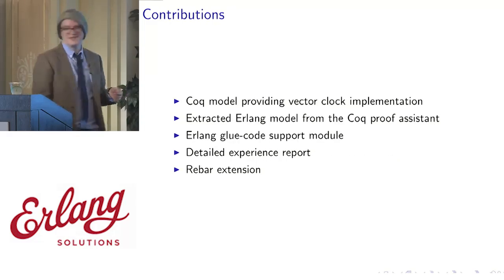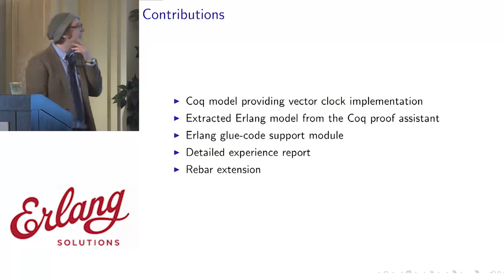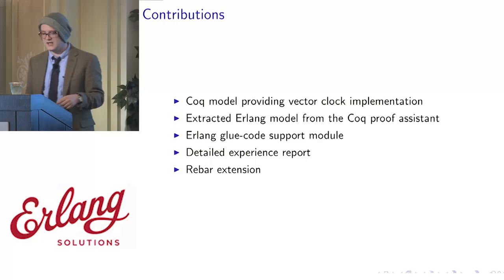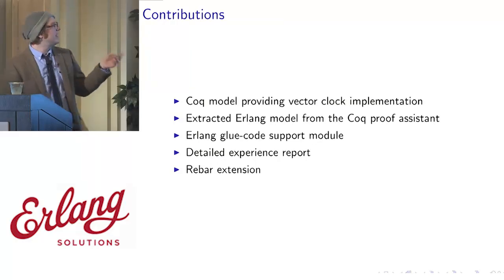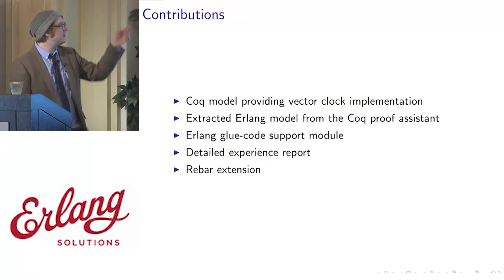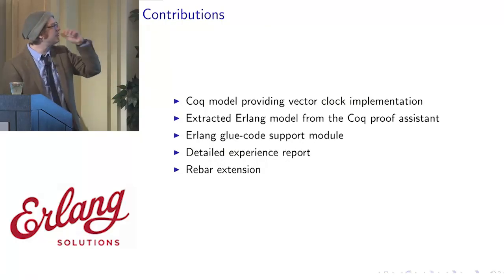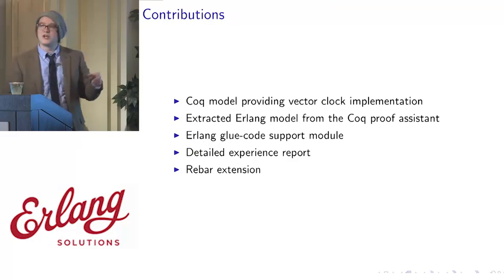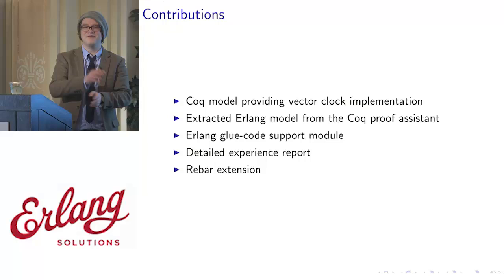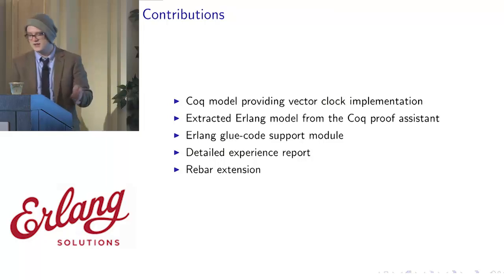Cool. So what are the contributions? We have a Coq model providing an implementation of vector clocks or version vectors, depending on how you use them. We have extracted a Core Erlang module that is generated from this code using the extraction tool that we'll talk about. We have a glue module that's used to basically do type conversions and a bunch of other environment things. We'll get into the specifics that we have to deal with there about how to get the boundaries to work when we cross those boundaries.